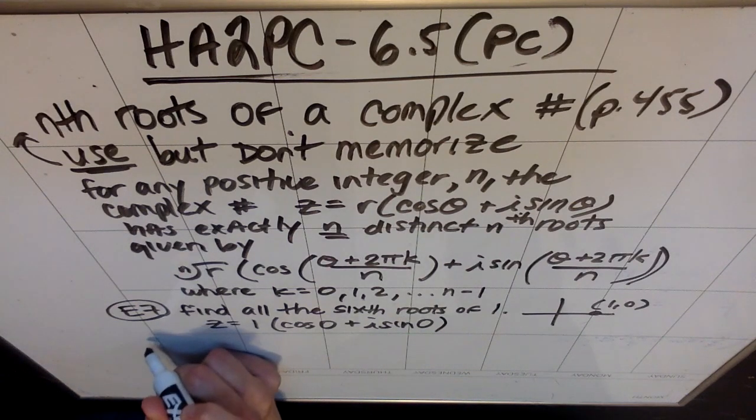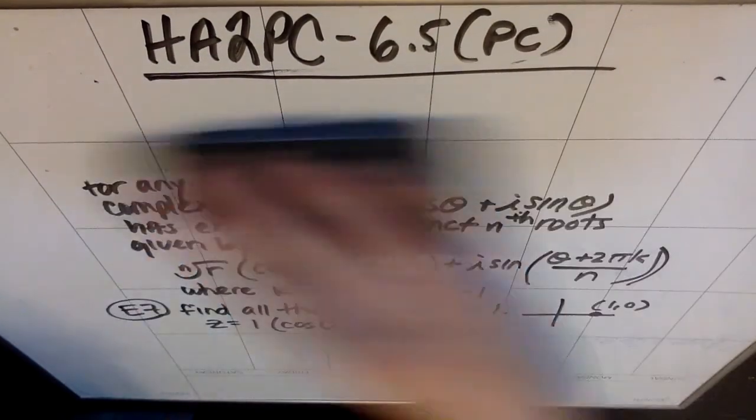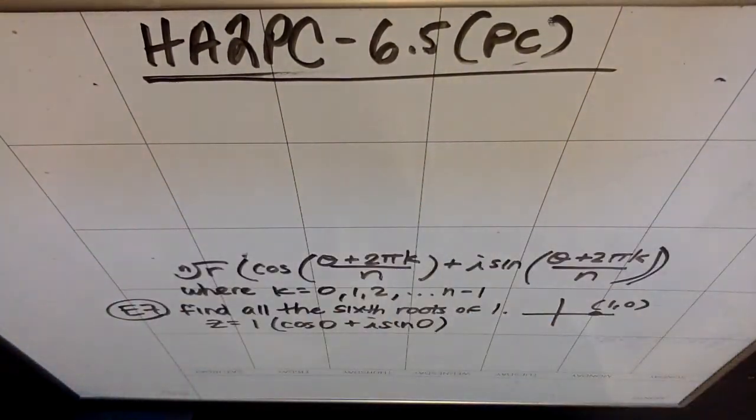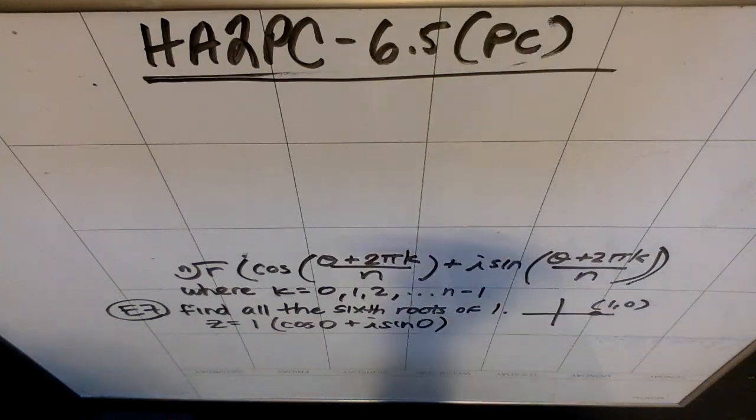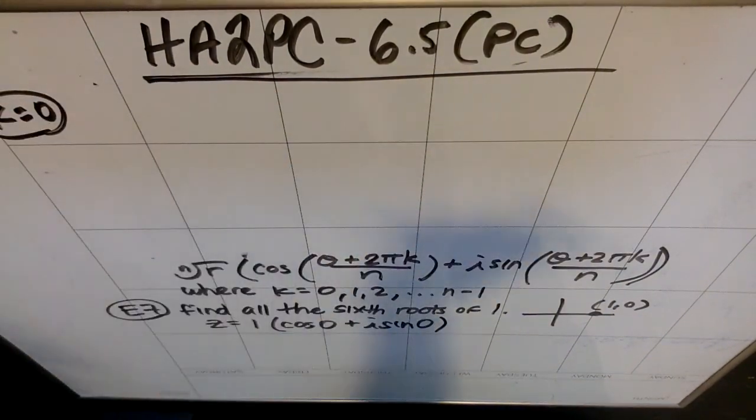So the first one is going to happen when k is 0. And in fact, what I'm going to do, because we don't need all of this essay that's at the top, is I'm going to start walking you through this. So we're essentially doing this 6 times. The first time we're doing it is when k is 0, right? That's going to be my first root, okay?